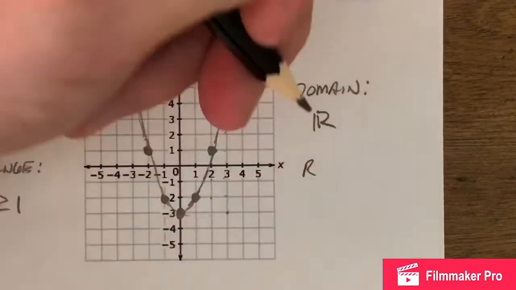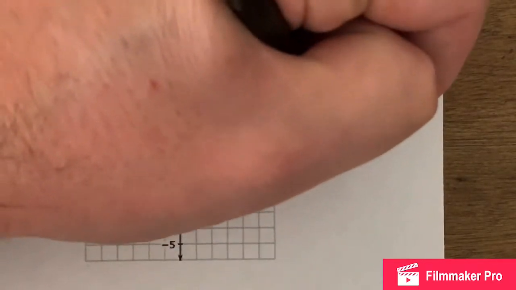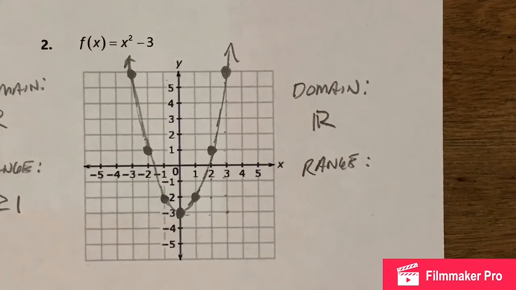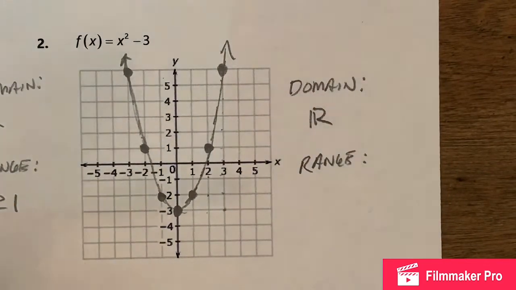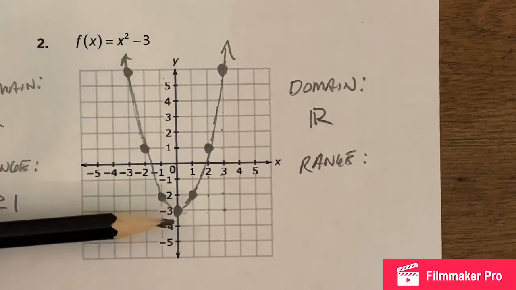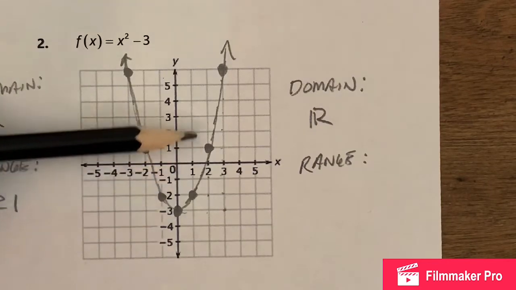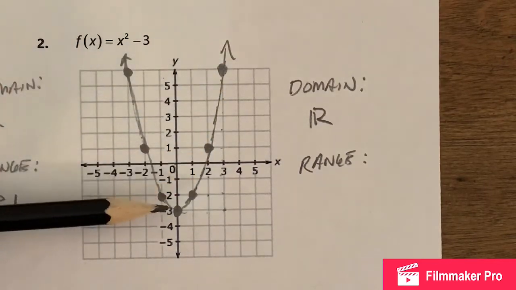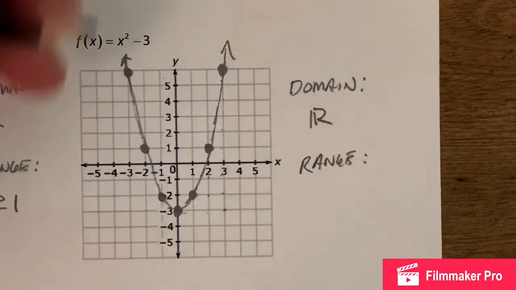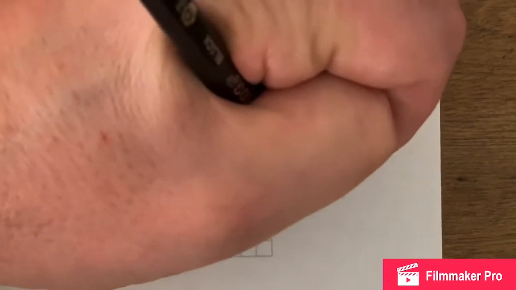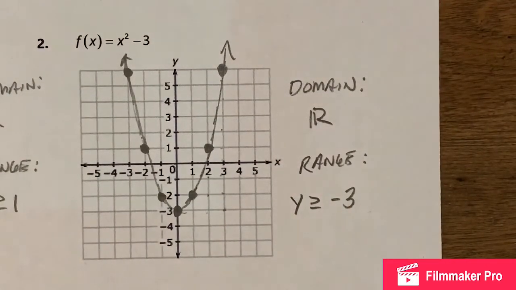But what about the range? Because the range is not going to be all real numbers. So this time, your y values begin at -3. They go up until you hit the arrows. So from -3 on up in the positive direction for y, it's going to be all y greater than or equal to -3. All right.